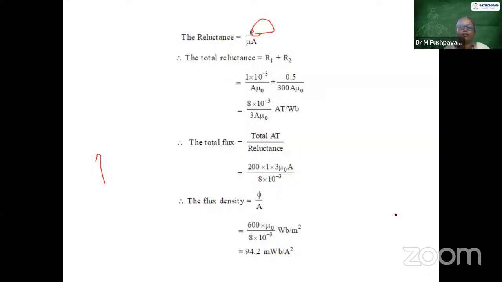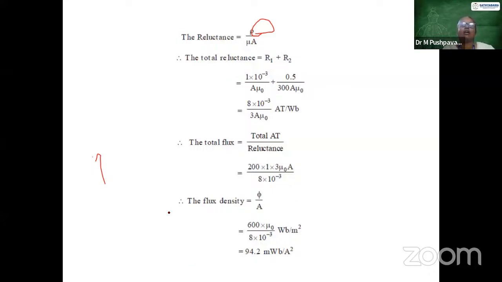Just kindly note down the answer, you may check it. The final answer is 94.2 milliweber per meter square. Anyone getting? Kindly note down. The answer is 94.2 milliweber per meter square.